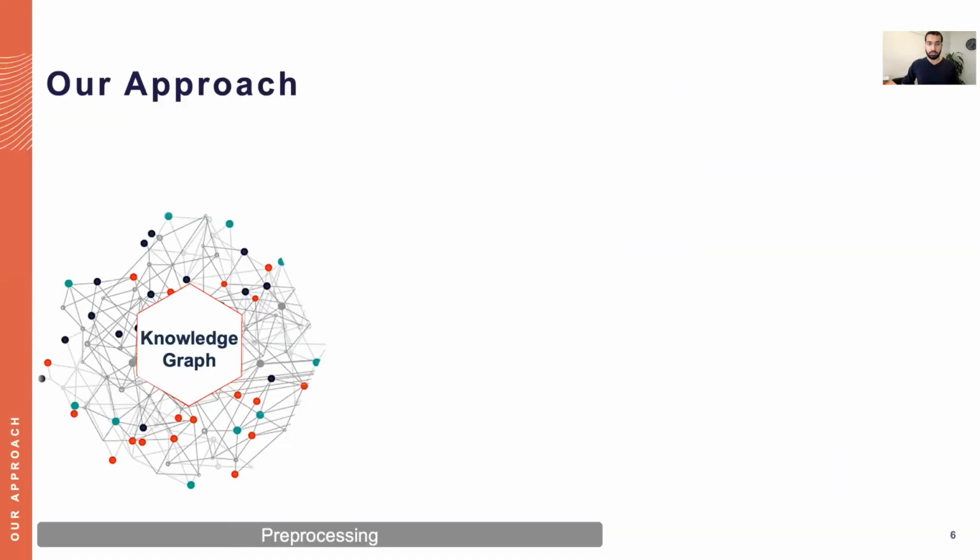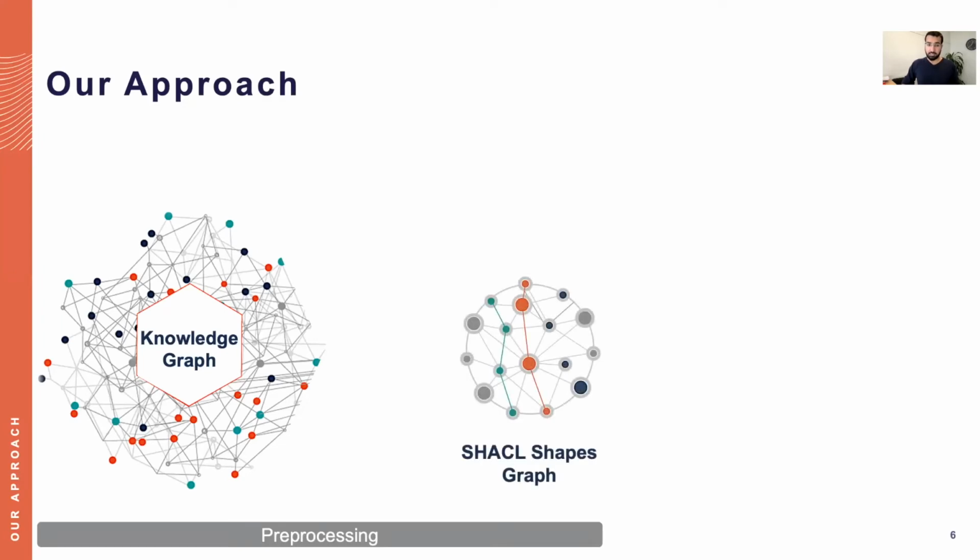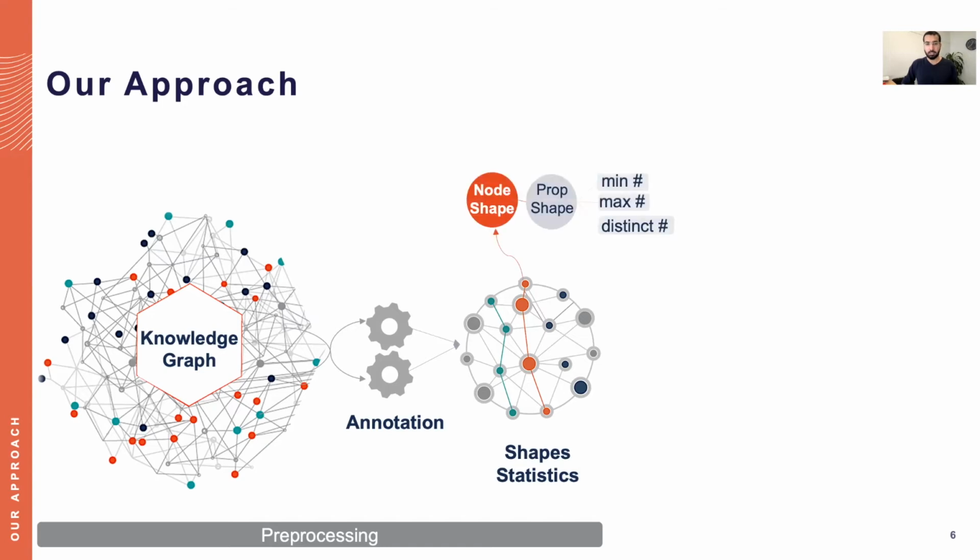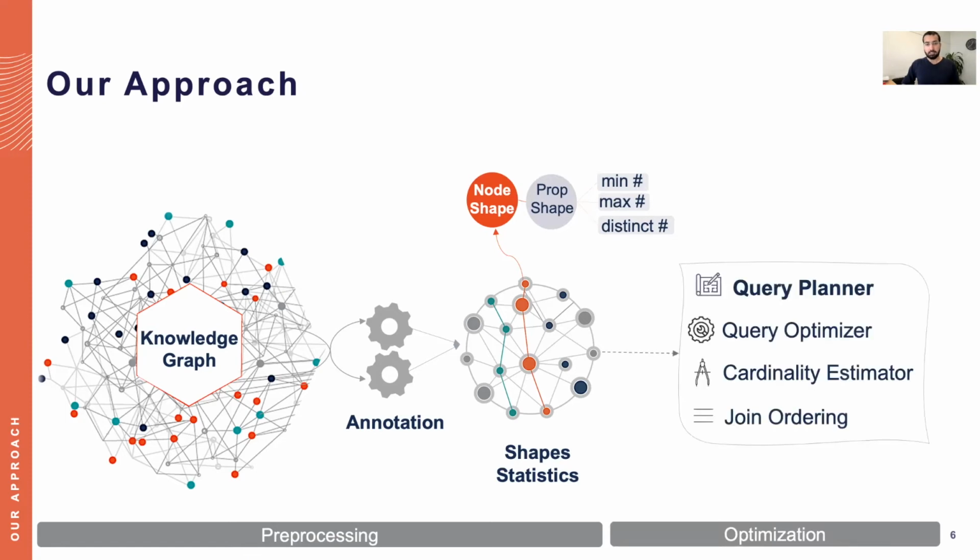Our approach in a nutshell is that, given a knowledge graph and a SHACL shapes graph, we have an annotator which annotates the SHACL shapes with the statistics of the RDF graph, and we name them shape statistics. Once the shape statistics are prepared, with the node shapes having all the min, max, and distinct counts, during optimization, while query planning, we use these shape statistics to compute cardinality estimates.